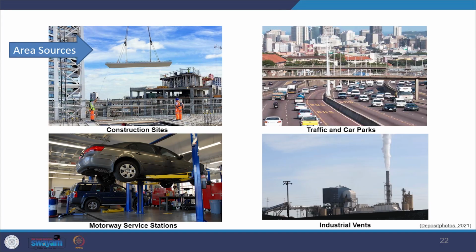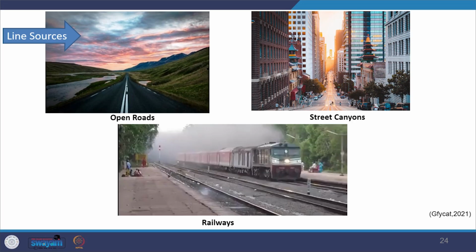You may also find models for area sources. So area sources such as construction sites, car parks, motorway service stations, industrial processes which have numerous vents, urban areas, and the metropolitan areas, storage lagoons, and so on. So these all are the area sources. So you would find models for that as well. Then you have line sources, for example open roads. You can think of the open roads where there are continuously moving vehicles, the railway tracks, and so on.